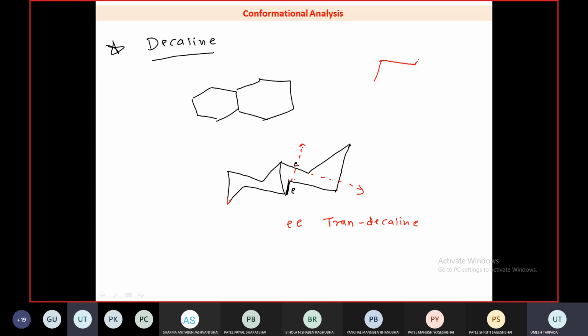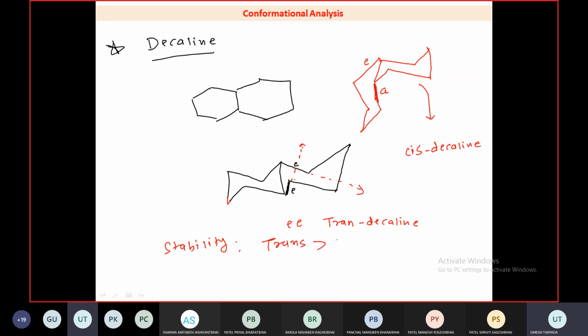If you want to draw cis decalin, what can you do? So this is cis. This line is downward, and this line is also downward. This is axial and this is equatorial. Both are downward, so it is called cis geometry, cis decalin. You can draw the structure in this way. One is equatorial, another is axial. So among these two, which one is more stable? What about the stability order? Trans is more stable than cis because here two groups are at equatorial.